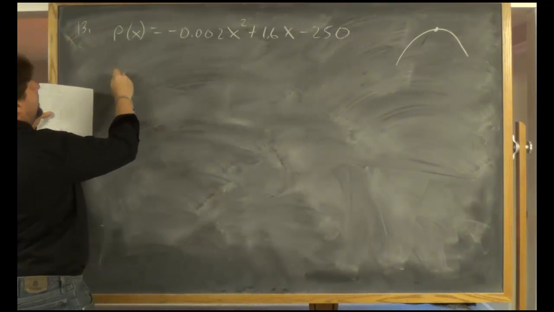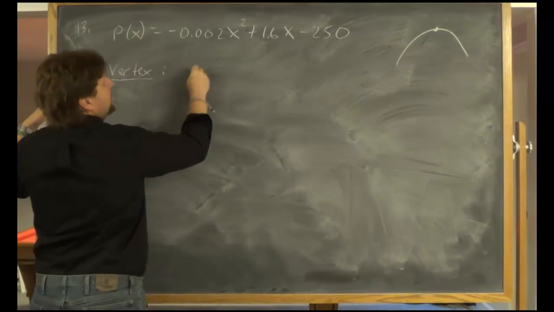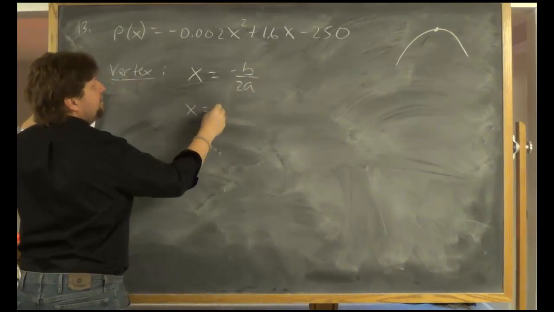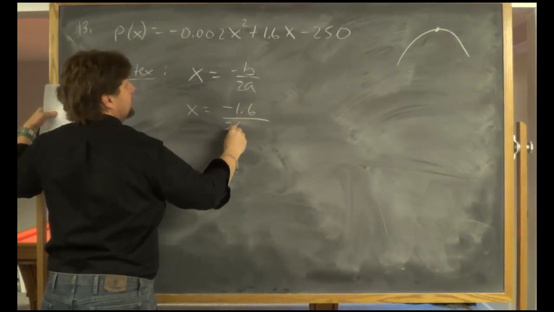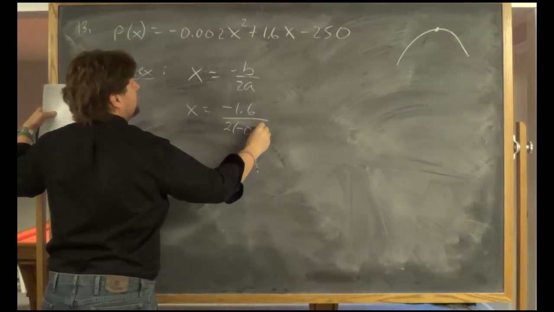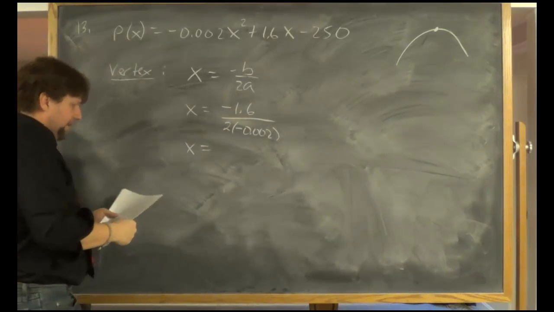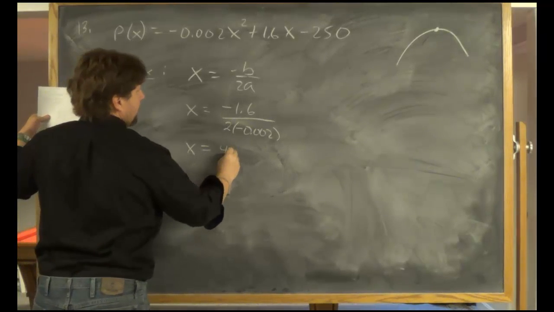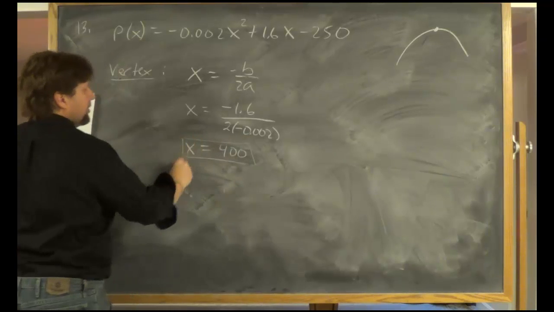So we need to find the vertex here. And remember our handy-dandy little formula? The x-coordinate of the vertex is negative b over 2a. Yeah, we're going to use that again. It's a negative 1.6 over 2 times negative 0.002. I'd use my calculator here, and I get an x value of 400. So that's the x-coordinate of the vertex.